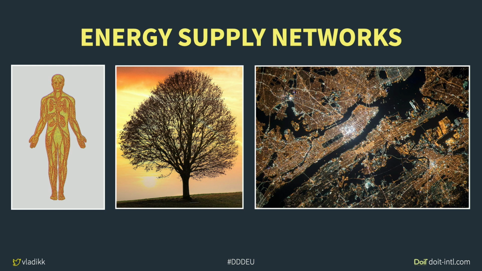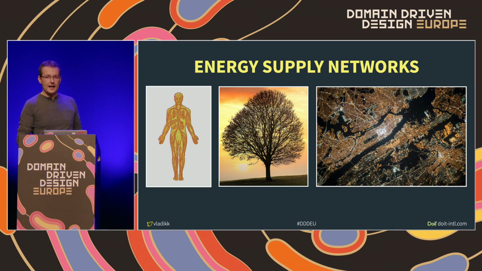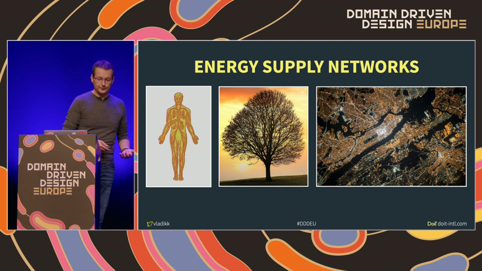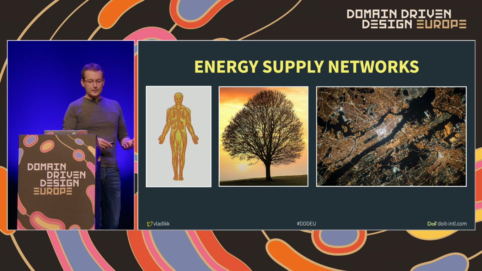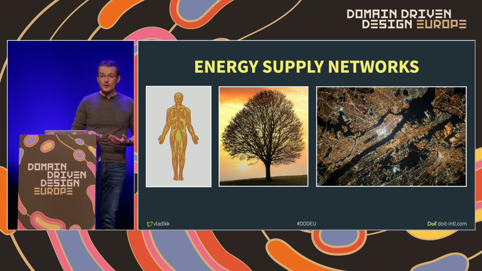A typical example of a human-made energy supply network is a city. A city provides water, electricity, communication, transportation, and other infrastructural services to its citizens. Like living organisms, a city supplies energy. Now, organisms and cities, these are examples of physical networks. But energy supply networks can also be more conceptual or virtual.